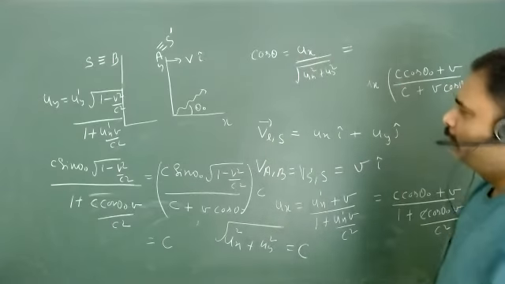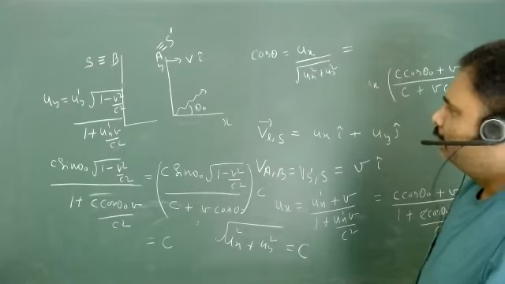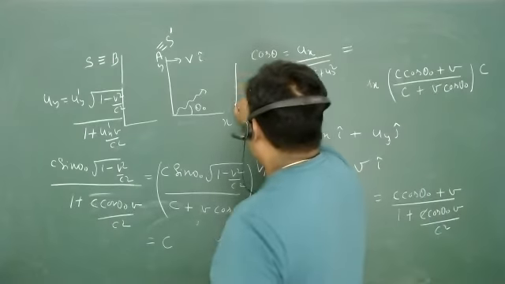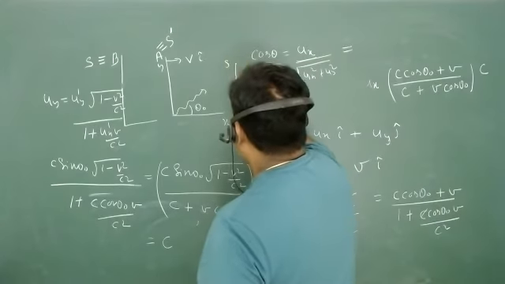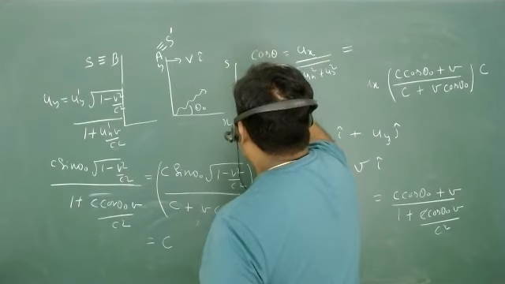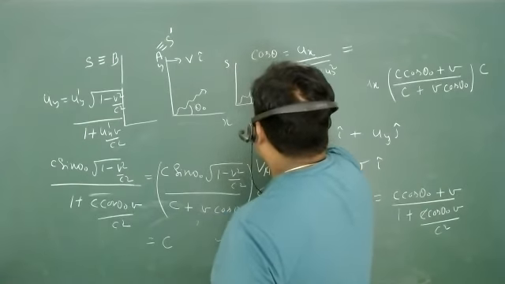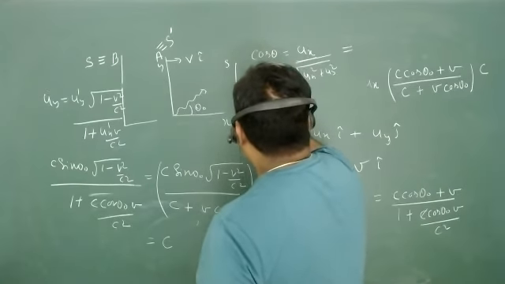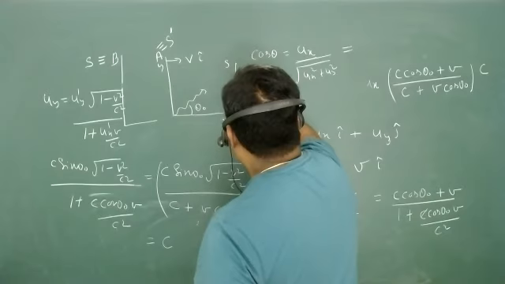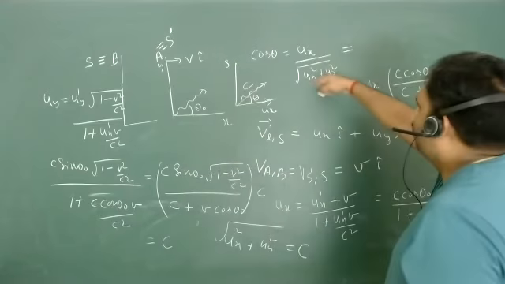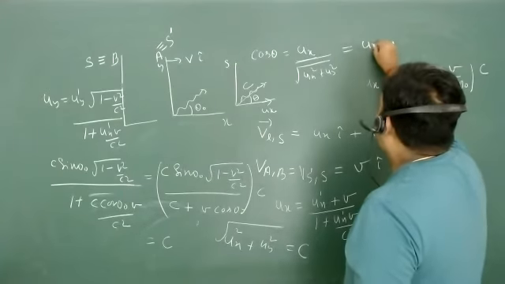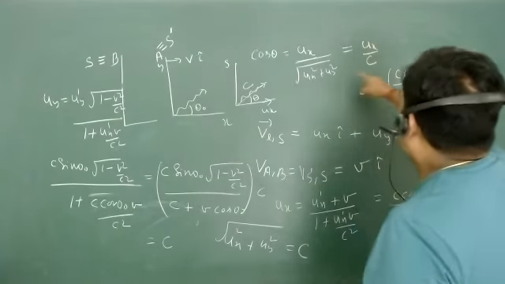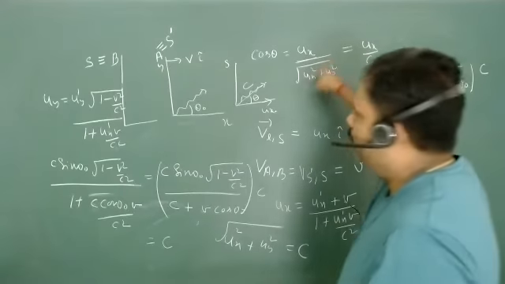Can I write it? Yes, sir. How does it appear from the S frame? It appears something like this. This angle is theta, and this component is Ux, and this is nothing but it will remain C. So you can just use this as nothing but Ux upon C, because you can verify.